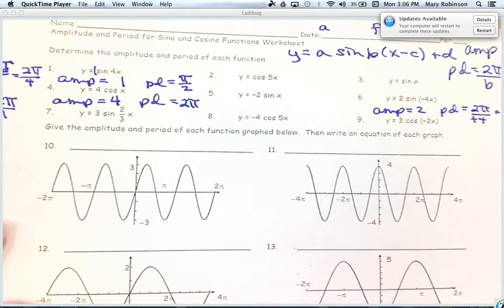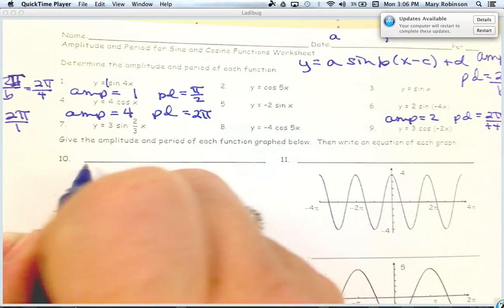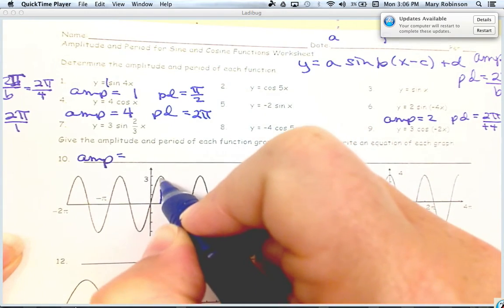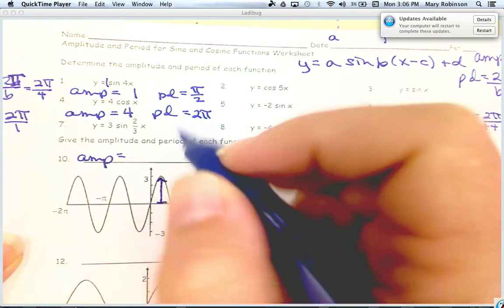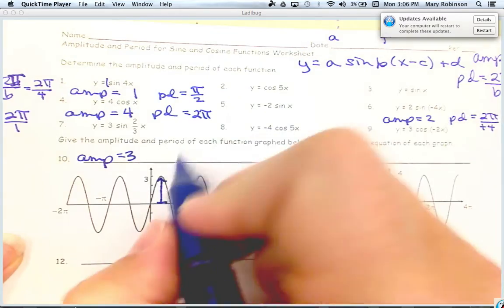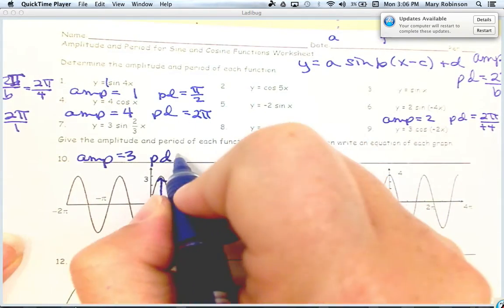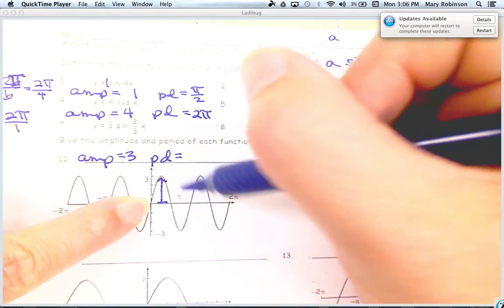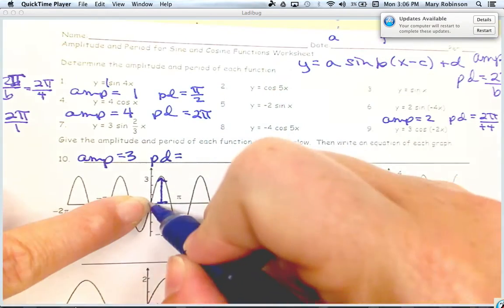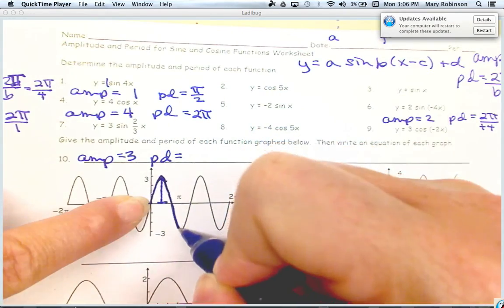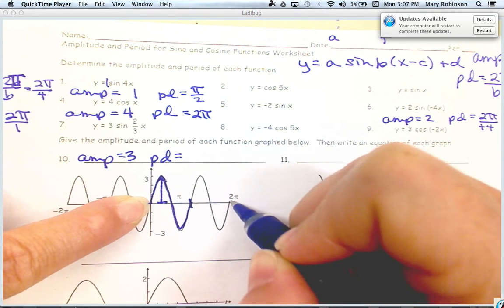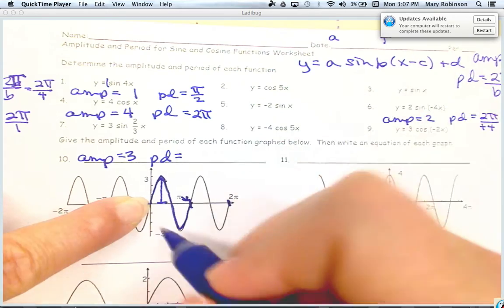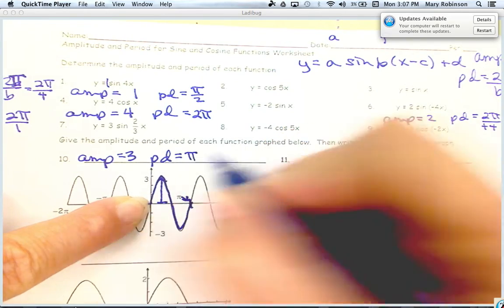It says give the amplitude and period of each function graphed. Your amplitude is going to be the distance from the equilibrium line to here, so that's a distance of 3. Your period is the length that it takes to complete one cycle. If we consider the origin here all the way to here, recognize that this here is 2 pi, so this is pi. So it finishes a cycle in pi.